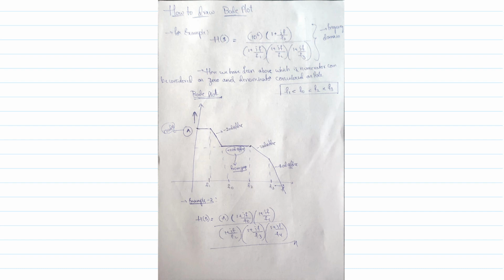So how to draw a Bode plot? We have seen how to draw a Bode plot by considering the main things: in the numerator are zeros, and in the denominator are all poles. For one pole, the degradation is minus 20 dB per decade. For a numerator zero, it is plus 20 dB per decade.